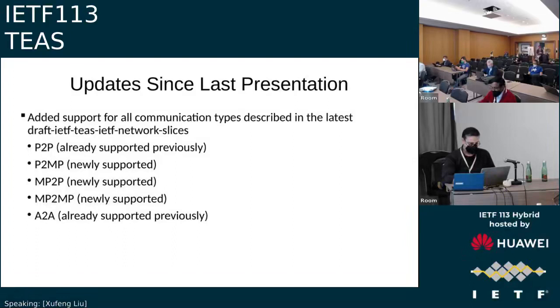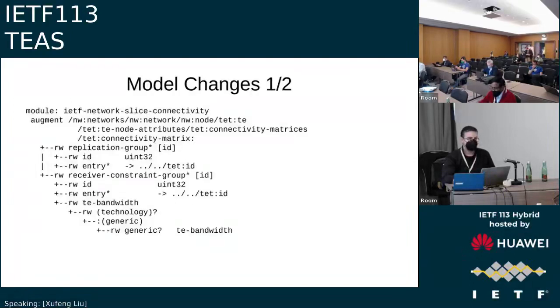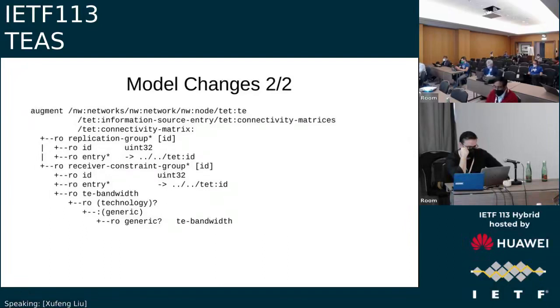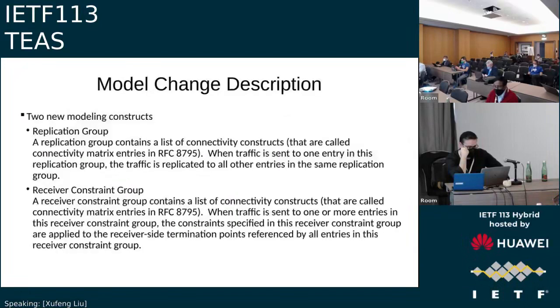This is a simple YANG augmentation. We add two YANG modeling constructs. One is called replication groups. Another one is called receiver constraint group. These handle the P2MP and MP2P. So this is the description of how we do this.